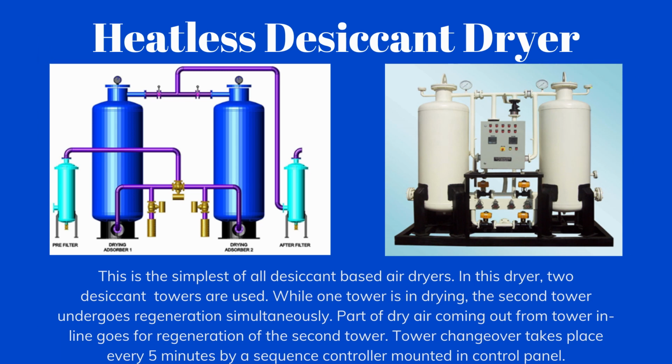Heatless desiccant dryer. This is the simplest of all desiccant-based air dryers. In this dryer, 2 desiccant towers are used. While one tower is in drying, the second tower undergoes regeneration simultaneously. Part of the dry air coming out from the tower inline goes for regeneration of the second tower. Tower changeover takes place every 5 minutes by a sequence controller mounted in the control panel.